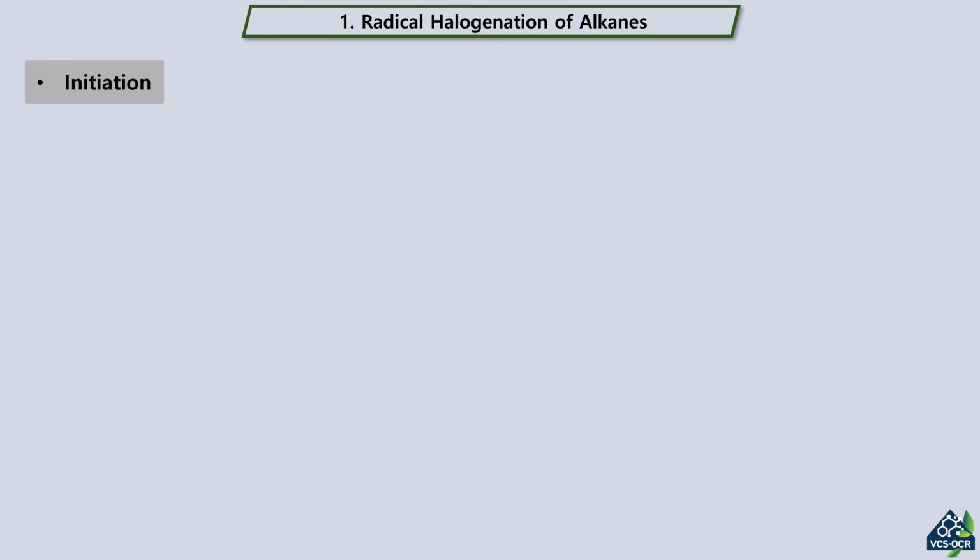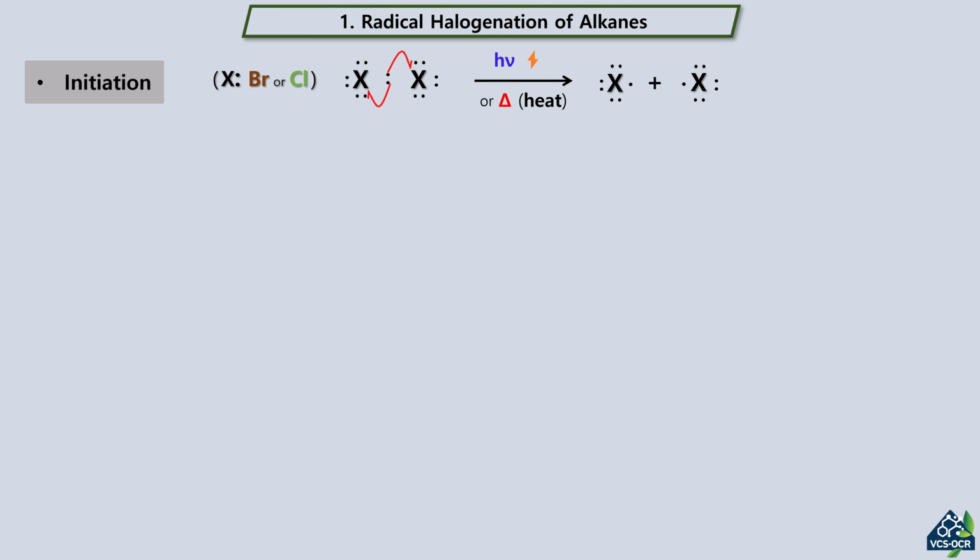Section 1. Radical halogenation of alkanes. Now, let's dive into the step-by-step mechanisms of radical reactions, starting with the halogenation of alkanes. The reaction begins with initiation. Light or heat induces homolytic cleavage of the halogen-halogen bond, generating two highly reactive halogen radicals.